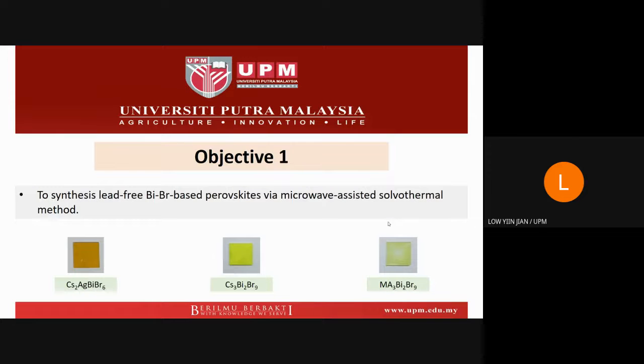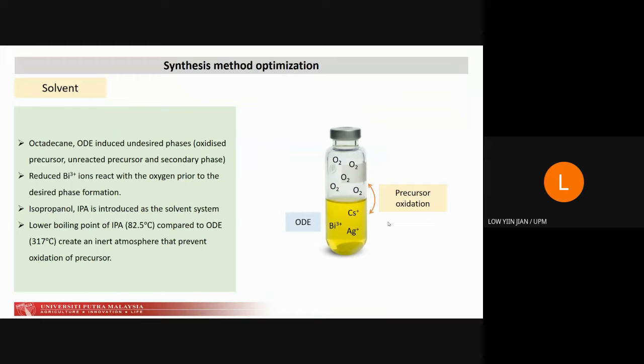And now let's move on to the results for the first objective of this project. In the optimization of the microwave-assisted solvothermal method in this study, solvent plays a vital role as it decides the reaction atmosphere. And octadecene, a solvent that is commonly used in the hot injection method, was first tested, and the materials prepared in the ODE had undesired phases, which included oxide precursor, unreacted precursor, and secondary phase.